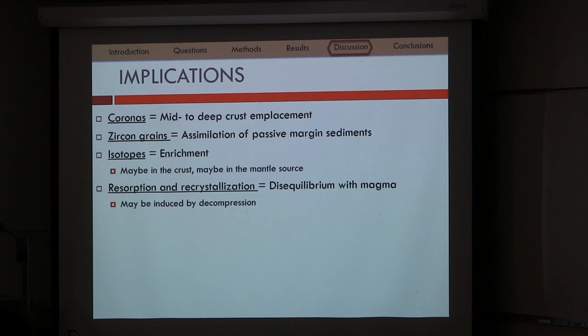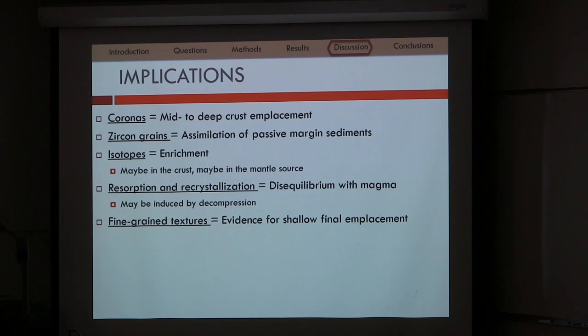Resorption and recrystallization, so all those embayments and reaction textures that we saw, suggest we had disequilibrium with our magma. One way you can produce this disequilibrium is by decompression. So perhaps we had these crystals being decompressed along with the coronas from that mid-crustal chamber. We'll get into that in a minute.